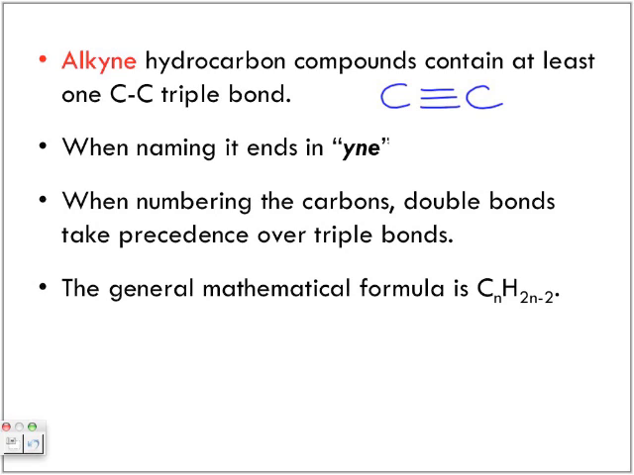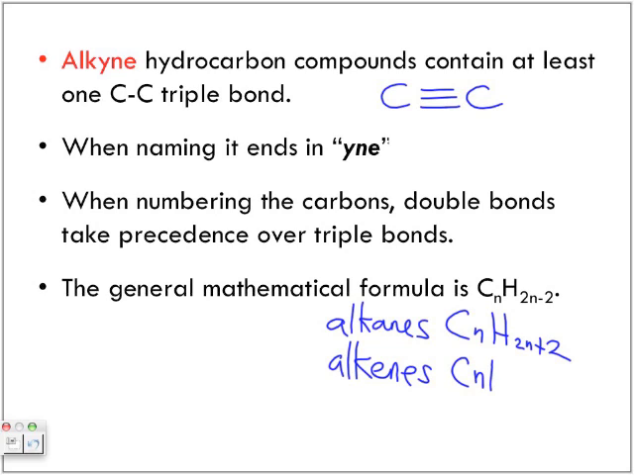Now, the general mathematical formula is as follows. Very similar. So we've looked at the alkanes. The formula for the regular chemical formula was CnH2n+2. For the alkenes, with one double bond, we have CnH2n. Now, with the alkyne, what we're doing by adding that extra bond, right, changing an alkene to an alkyne, we are now taking away two more hydrogens.